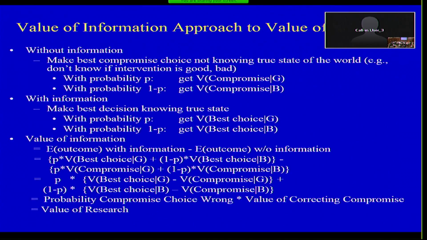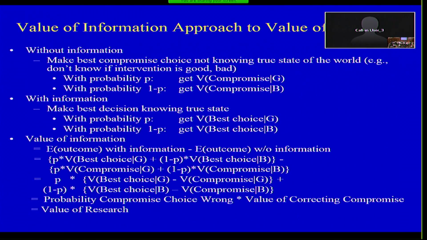So this is just another way of saying the same thing, that without information, you make the best compromised choice, not knowing the true state of the world, i.e. whether the intervention is good or bad. And with some probability, you get the value of the compromised decision, given that it was a good thing to do. And with some probability, you get the value of the compromised decision, given that it was a bad thing to do. And that's the best you can do without information. With information, you discover the true state of the world. With probability P, it was a good thing to do. With probability 1 minus P, it was a bad thing to do. And you always do the right thing.